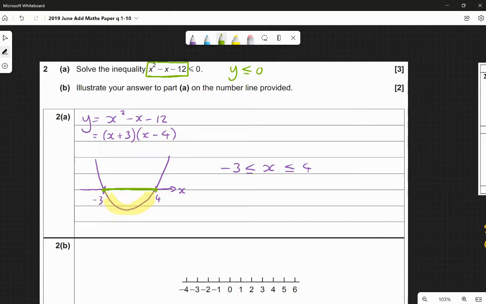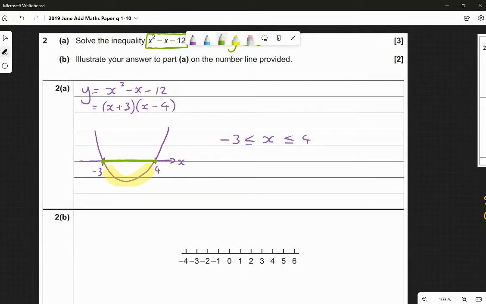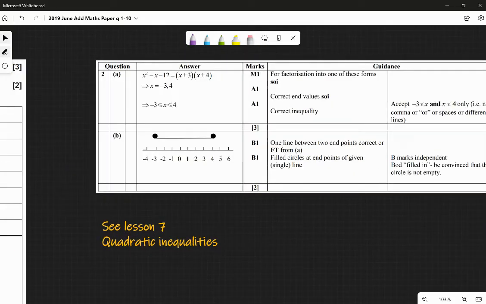Okay. Part B is just illustrating this answer to part A on the number line provided. So it's thinking back to your GCSE, do you understand how to show the solutions to an inequality on a number line? If it's between minus 3 and 4, we put a bubble above minus 3 and a bubble above 4. If it includes those, we fill in the bubbles, and it includes both minus 3 and 4. So we fill in this circle, we fill in this circle, and we join them to say it's anything between those as well.